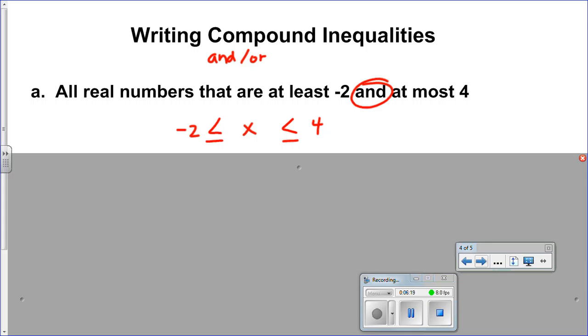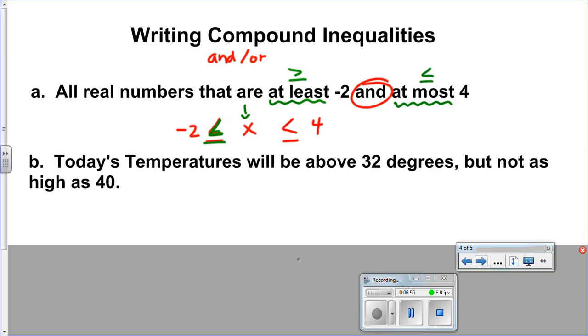So if you see the word at least, then we're talking about a less than or equal to. If you see the word at most, oh no, I'm sorry about that. If you see the word at least, we're talking about a greater than or equal to. If you see the word at most, we're talking about a less than or equal to. So you did use greater than or equal to -2 here. You read, remember, from x, so x is greater than or equal to -2. Okay, this one.